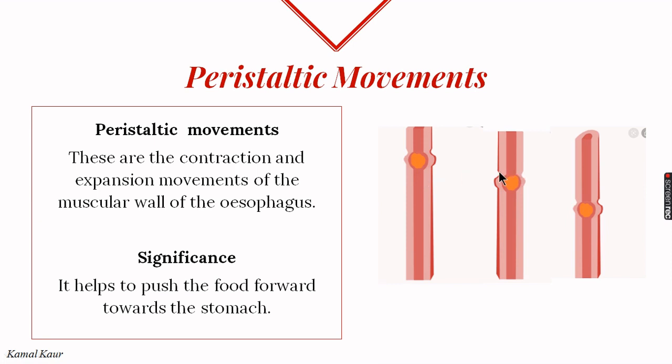Then the next part will contract and it is pushed further downwards. The next part contracts and it is still pushed further downwards. So food in the esophagus is pushed down because of the peristaltic movement. So it reaches the stomach and its significance is this only, that food will always go towards the stomach and never backwards towards the buccal cavity.